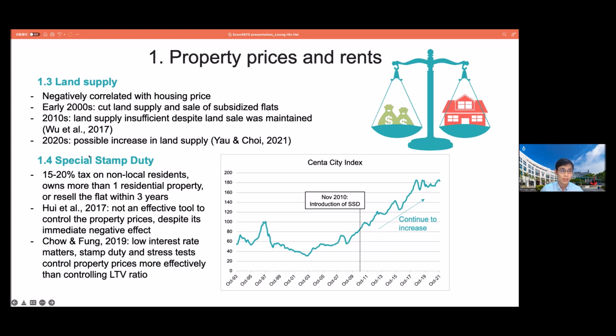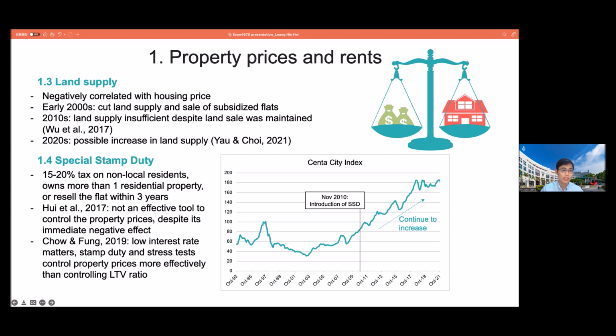But then during these years, the government would suggest to increase largely on the land supplies, probably because of the development of the new towns like Kwu Tung and other places in the northern New Territories. Another special point to mention is the special stamp duty, because the government has imposed a large proportion of tax on non-local residents who own and have owned more than one residential property or resell the flat within 3 years.